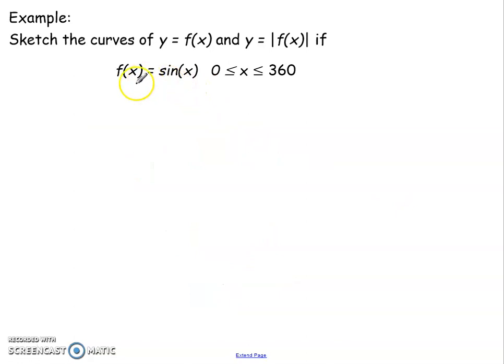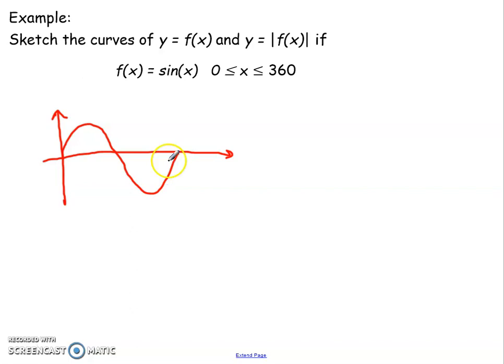So let's imagine that f of x is equal to sine x between 0 and 360 degrees, and I want to do the same thing. Plot y equals f of x and y equals magnitude of f of x. Well, the graph of sine x is one that you should know by now. We've covered it many, many times from S1 all the way up to S5. It's a curve, looks something like that, and you should know the key points on the curve.